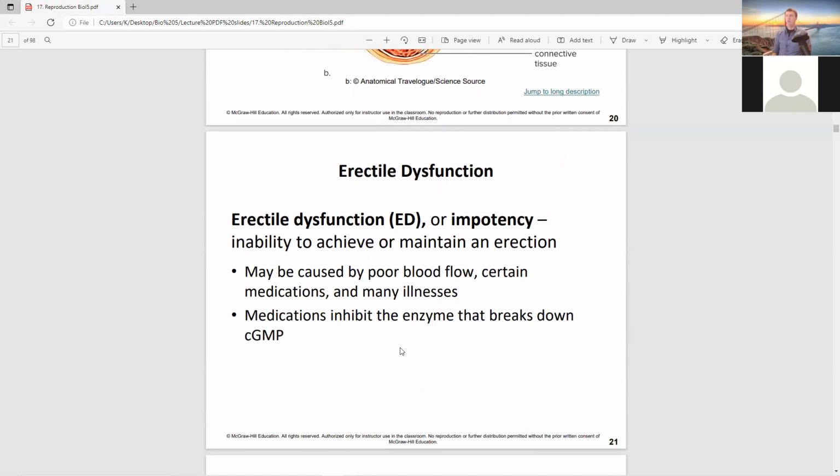So erectile dysfunction, or impotency, is the inability to achieve or maintain an erection. It may be caused by poor blood flow, certain medications, and many illnesses. Medications inhibit the enzyme that breaks down cGMP.